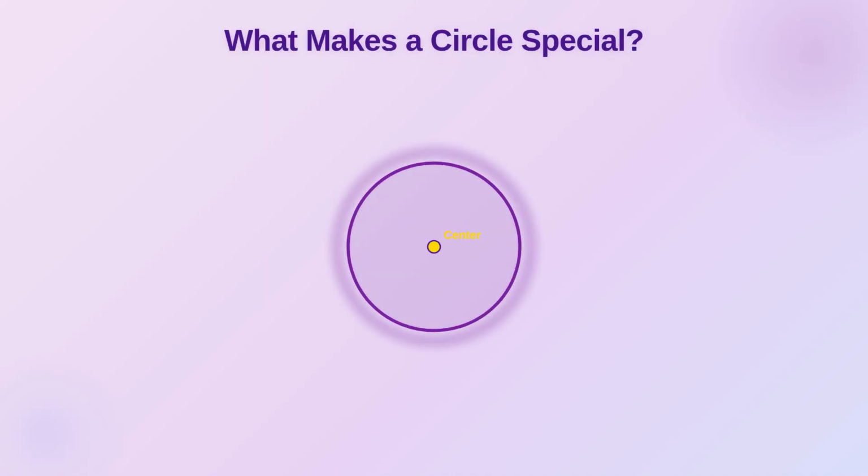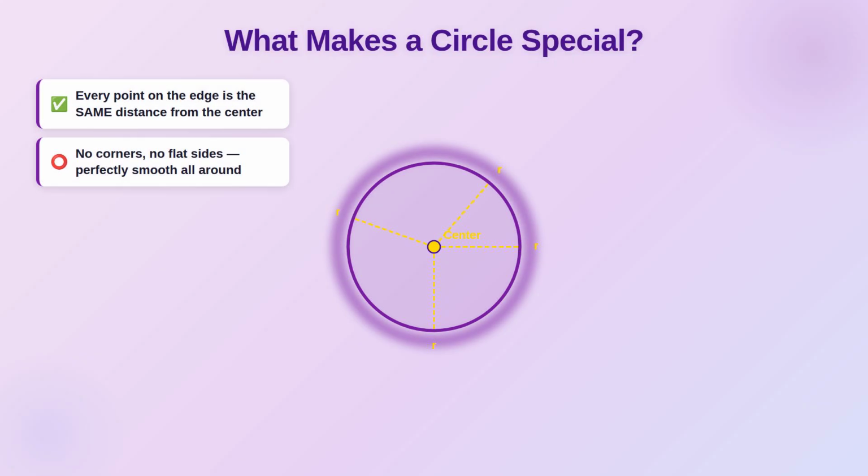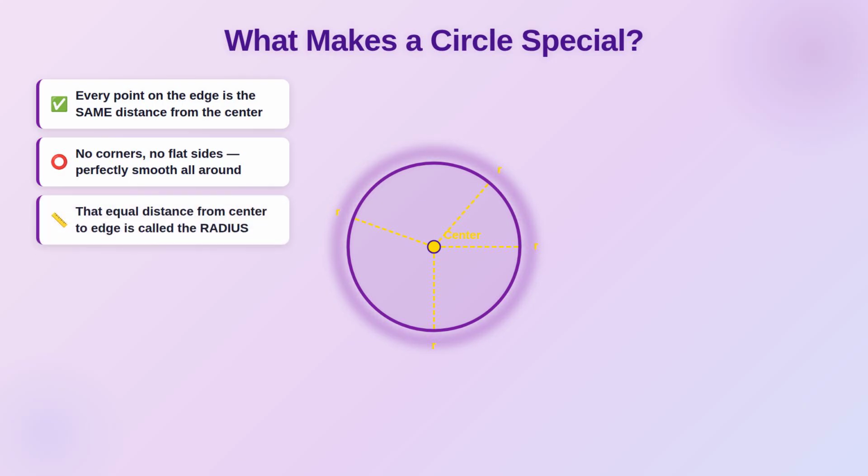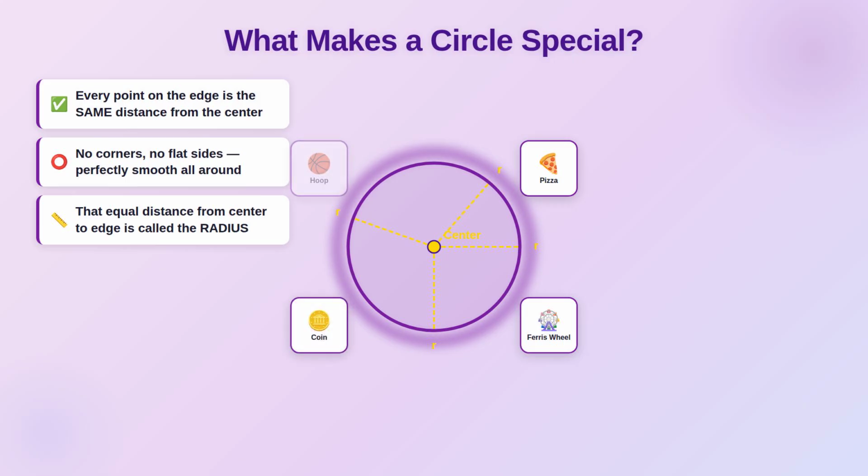So, what exactly is a circle? Here's the cool part. A circle is a shape where every single point on the edge is the exact same distance from the center. Every single point. That's what makes circles so perfectly round. No corners, no flat sides, just smooth, equal distance all the way around. Think about a pizza, a Ferris wheel, a basketball hoop, or even a coin. Circles are literally everywhere once you start looking. And that equal distance from center to edge, that has a special name, the radius.